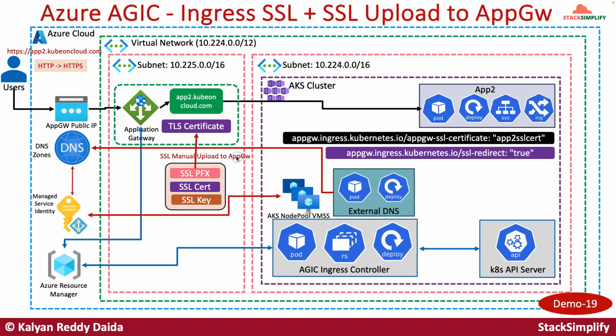From there, we'll move on to implementing Ingress SSL plus SSL upload to app gateway. This demo is primarily focusing on the case where we already have some SSL certificates in application gateway and we want to reference them for our application using Ingress service. So how are we going to do that? We are going to create an SSL certificate and SSL key, convert that to an SSL PFX file and upload that PFX file to our application gateway, and whatever the application gateway certificate is there, we are going to reference in our Ingress service using the app gateway SSL certificate annotation.